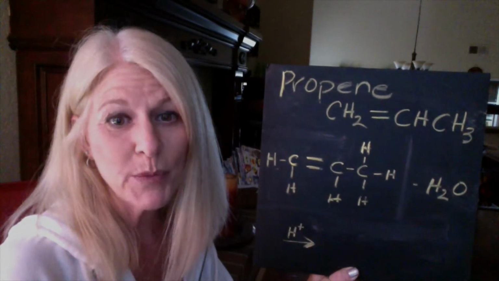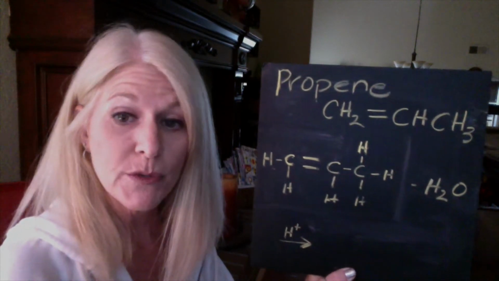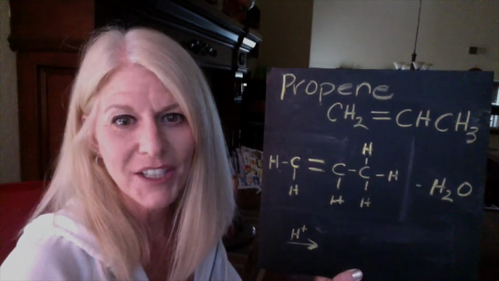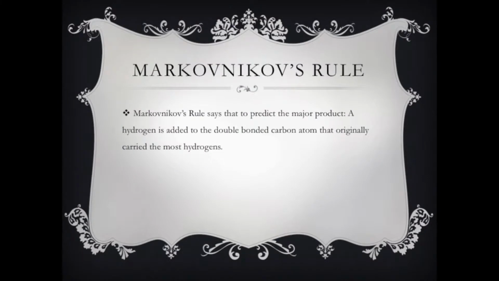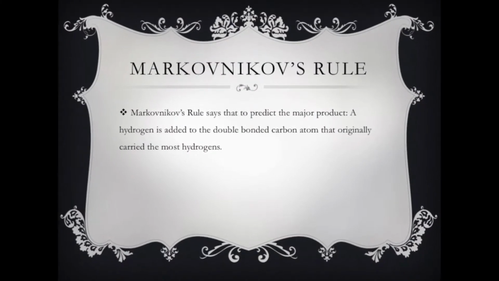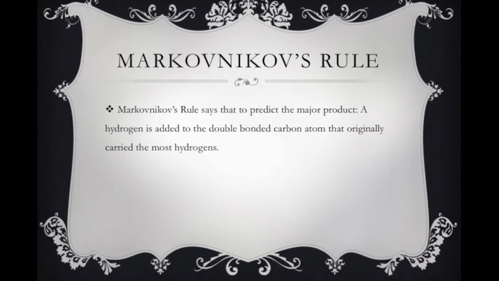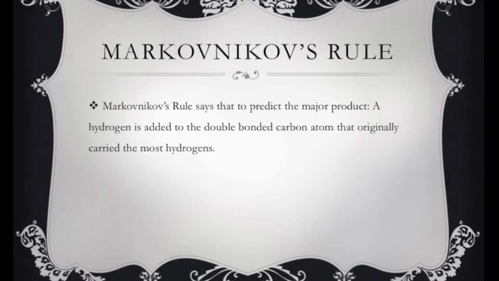Next, I will use propene in a hydration reaction. We will end up with 2 separate products, a major product and a minor product. Let's take a look at Markovnikov's rule and then apply it. Markovnikov's rule states that to predict the major product, a hydrogen is added to the double bonded carbon atom that originally carried the most hydrogens.